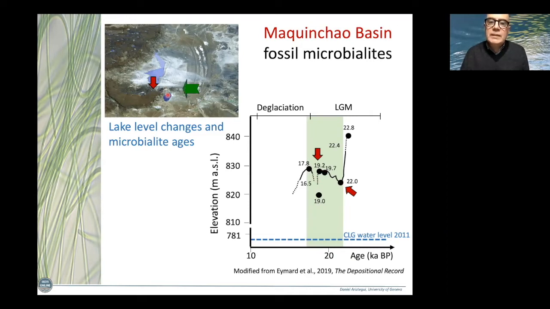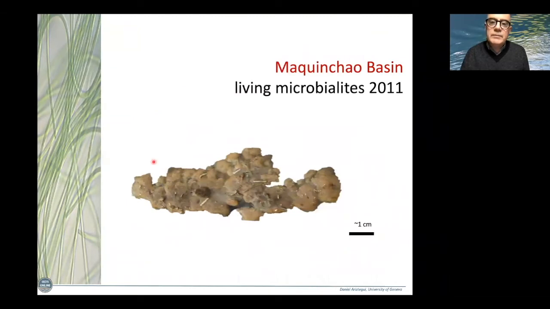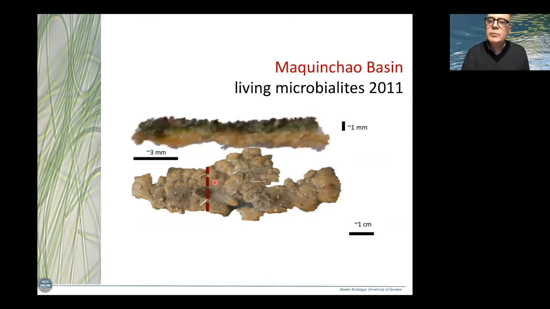But as I say, I want to show you mostly what we have done on the living ones. This is one, a small one. They are a lot smaller than the fossil ones, and they are located mostly in the river that joins both lakes today. If we cut it here, we find a very clear green biofilm in the uppermost part, in the millimeter scale, and a beige white biofilm in the lowermost part.